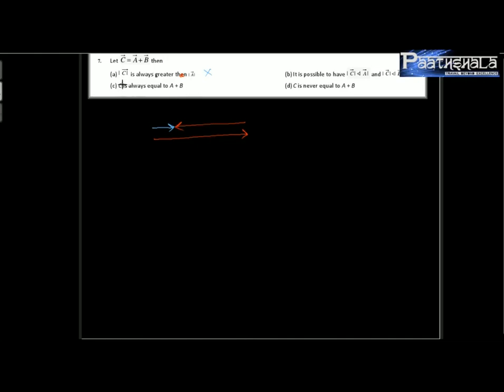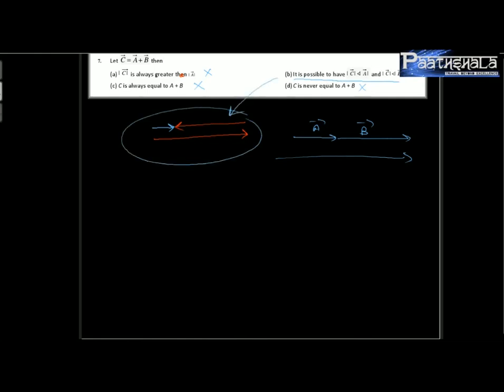Okay, option C I am looking at. C is always equal to A plus B, not necessarily true, because this is true only when they are in the same direction. C is never equal to A plus B, again not necessarily true. If A and B are in the same direction like this, then C is equal to A plus B, definitely. So the answer is this option B. It is possible to have mod of C bar less than mod of A bar and mod of C bar less than mod of B bar. Here, this is the example of that situation. Mod of C bar is less than mod of A bar and mod of B bar. It is certainly possible to have that.